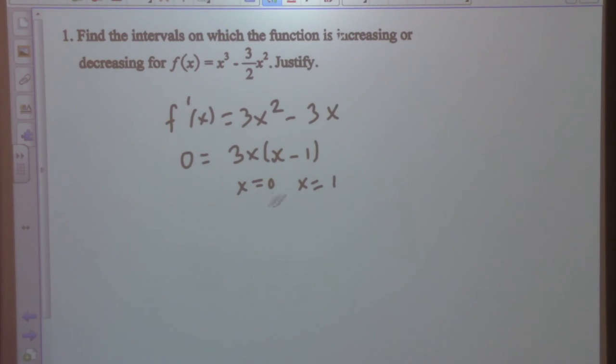Okay, these are the critical numbers I got. I'm not 100% sure it's right, but that's kind of what I'm looking at. Is that what you got? Gavin, is that what you got?